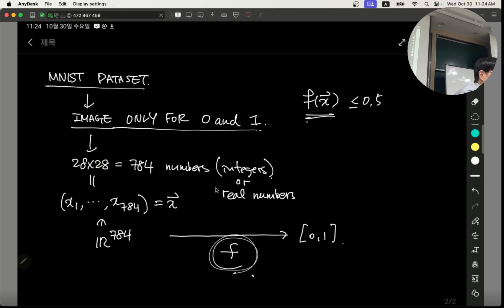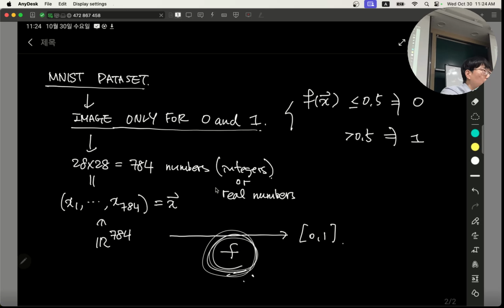So anyway, if your value of the function is less than 0.5, then you predict that the image is 0. And if it's bigger than 0.5, then you predict that the image is 1. Okay? So that's how you can predict your image as a digit. So the question is, how can we find this function?